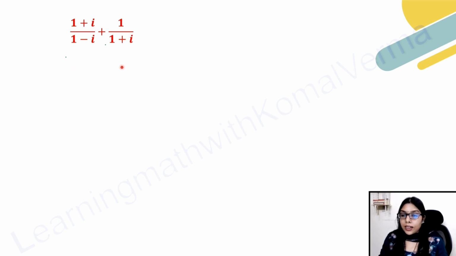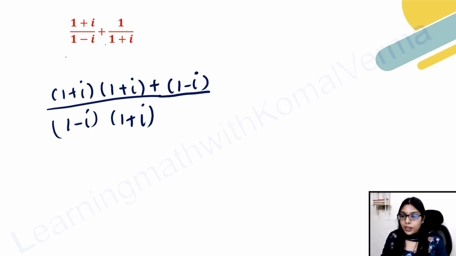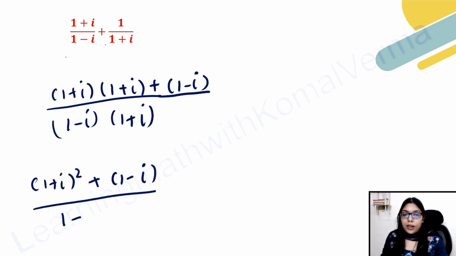So we start by taking the LCM of this equation. We can write it as (1 - i)(1 + i) in the denominator, and in the numerator we have (1 + i)(1 + i) + (1 - i). After simplification we get ((1 + i)^2 + 1 - i)/(1 - i)^2.